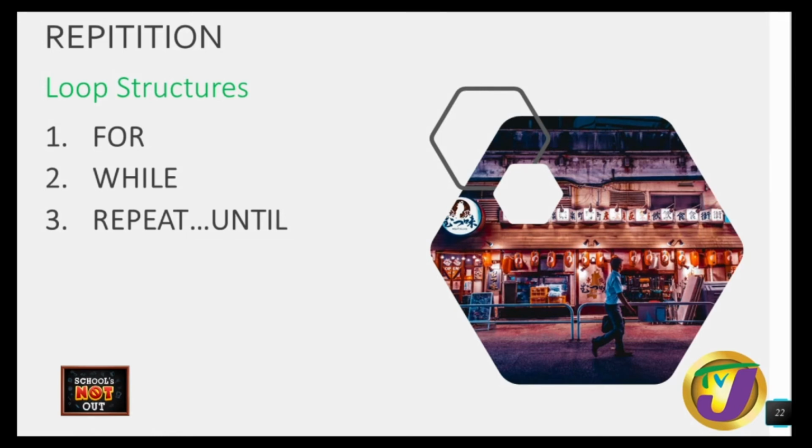Whereas the while loop and the repeat until loops are normally used when we're not sure how many repetitions we want to make, but we want to put conditions in place to ensure that the loop can be exited. And so the for is considered to be a definite repetition, a definite amount of repetitions. And while and repeat are more or less indefinite.